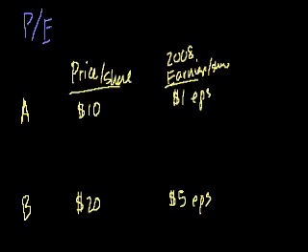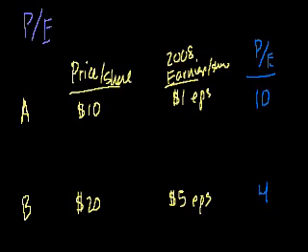So what are their respective price to earnings ratios? Price to earnings. Company A is 10. The price is 10. The earnings is 1. So 10 divided by 1 is 10. Company B, the price is 20. The earnings are 5. 20 divided by 5 is 4.